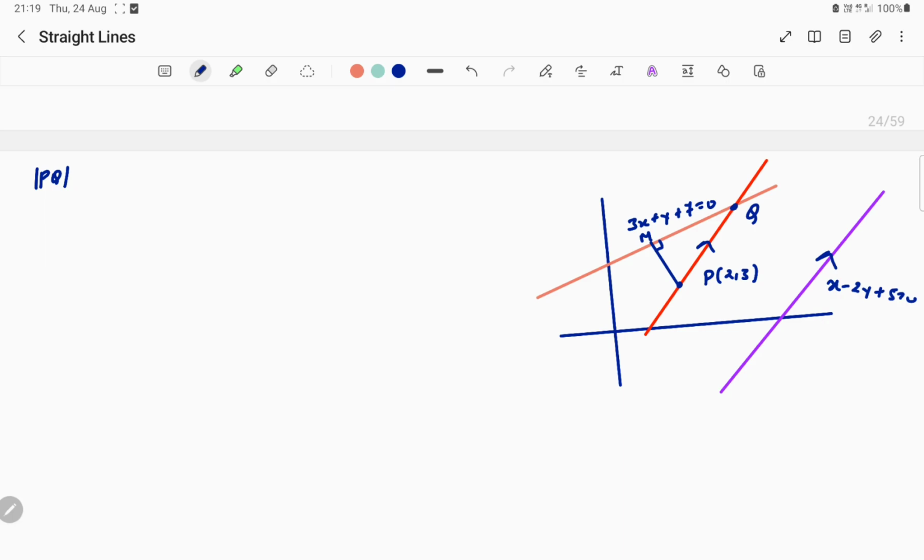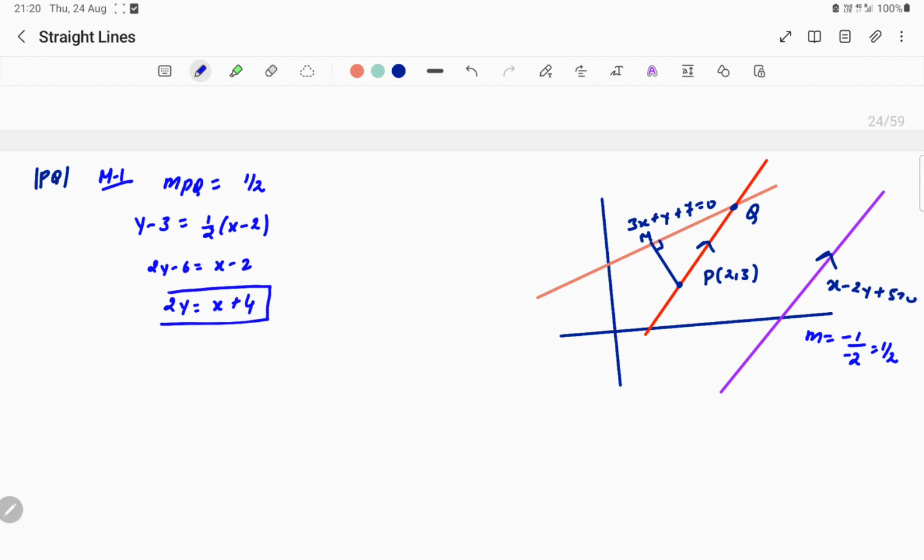This question we can solve in multiple ways, so we'll try at least 3 methods. Method number 1 is a baby method. You can see clearly that this purple line and red line are parallel, so the slopes will be the same. The slope of this line is minus coefficient of x by coefficient of y, which is 1 by 2. So the slope of PQ is also 1 by 2. The line equation is y minus 3 is equal to m into (x minus x1). When you simplify, you get 2y minus 6 is equal to x minus 2, or 2y is equal to x plus 4.